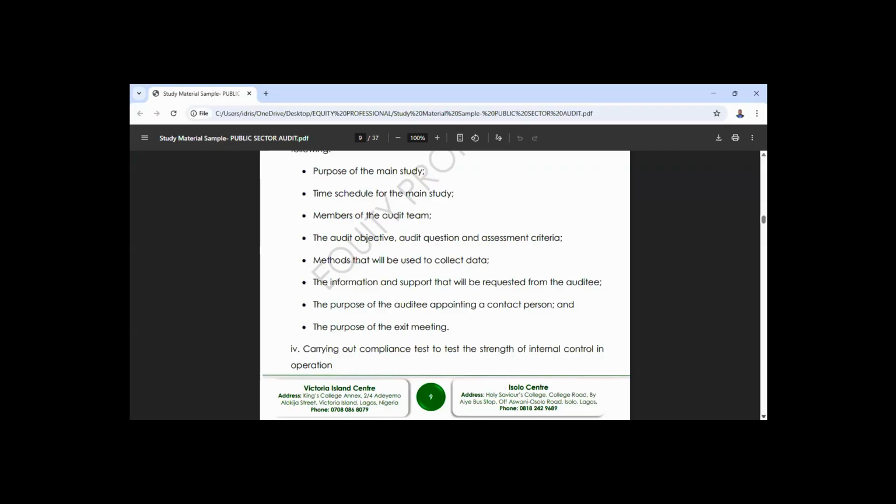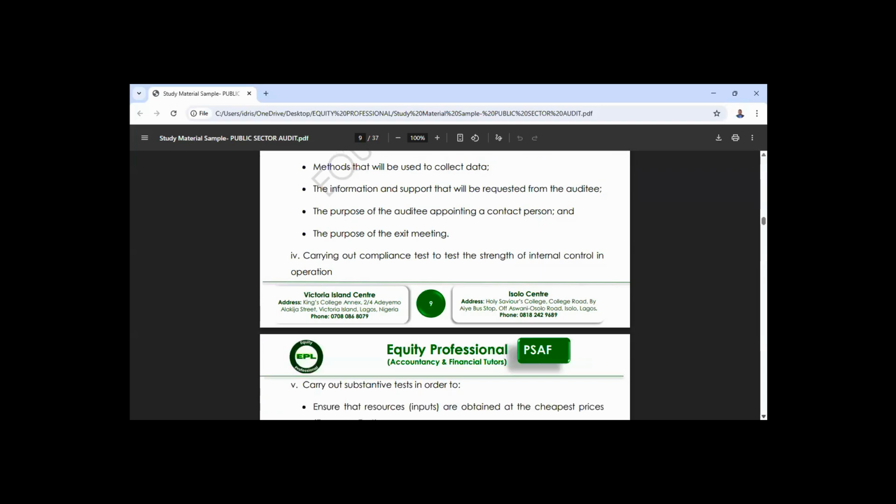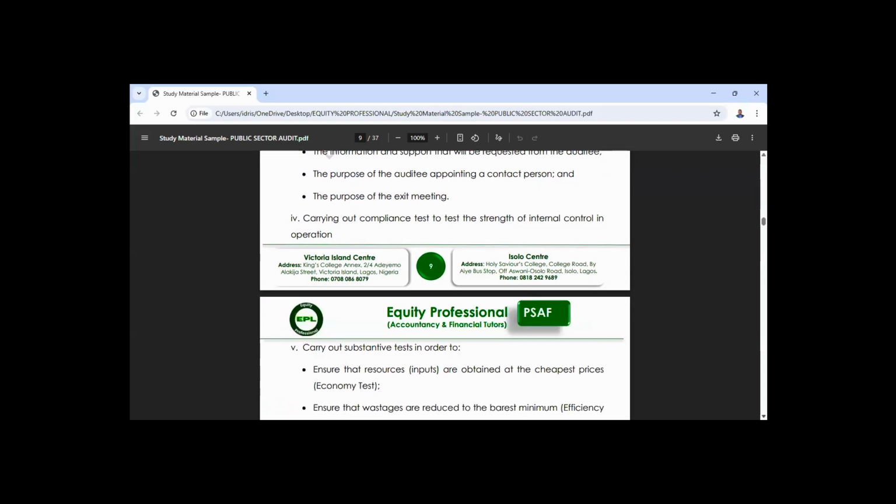The next step in the value for money audit is to carry out compliance tests. A compliance test is an audit test carried out by an auditor to determine whether the internal control is being applied by the management as prescribed, that is, to determine the strength of the internal control.